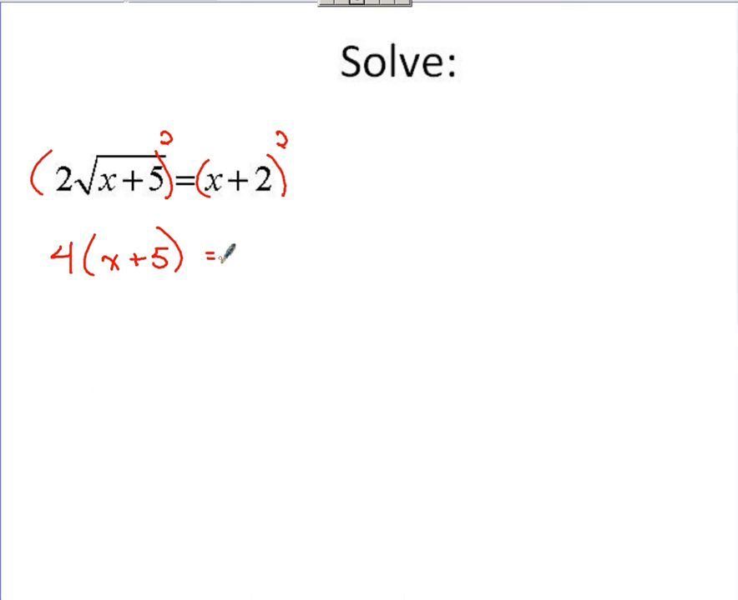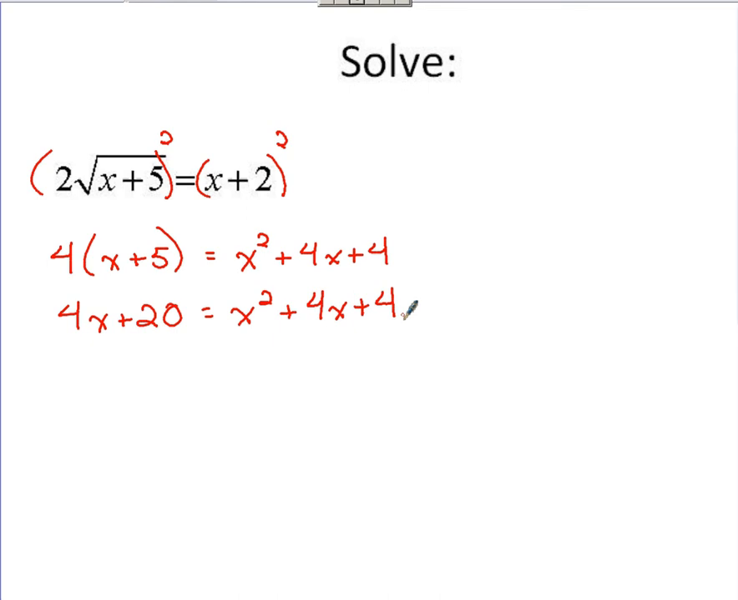That equals x plus 2 is a quantity squared, so x plus 2 times x plus 2, get x squared plus 4x plus 4. All right, distribute the 4. Got 4x plus 20. Got a quadratic forming.